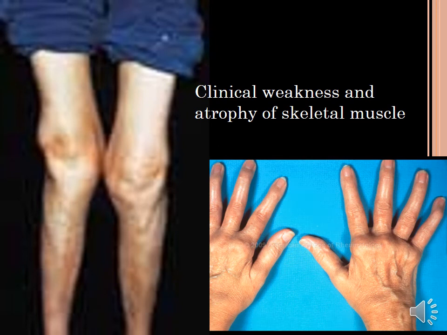Clinical weakness and atrophy of skeletal muscles is another important thing. When the joints are affected, the muscles which act through the affected joints also get atrophied as they are disused due to involvement of painful joints. Also, inflammation can infiltrate into muscles, and these factors result in atrophy of the relevant muscles of the joints as well.